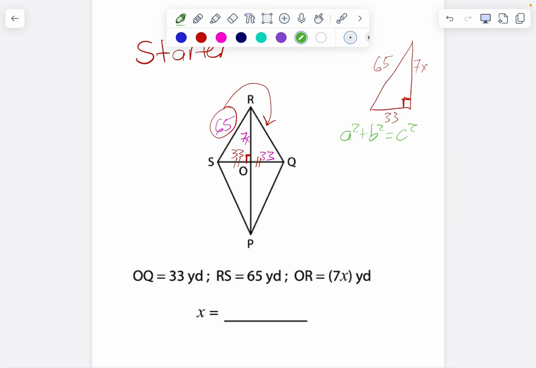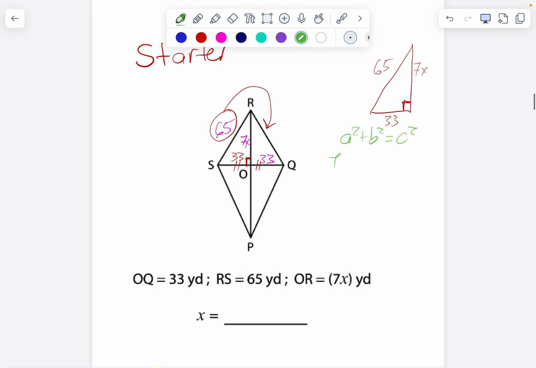Yep, a squared plus b squared equals c squared. C always has to be the long side, which is always across from the 90. And so these other two look like this: 7x, whole thing squared. Make sure you put that in parentheses so we don't only square the x. And then 33 squared equals 65 squared.